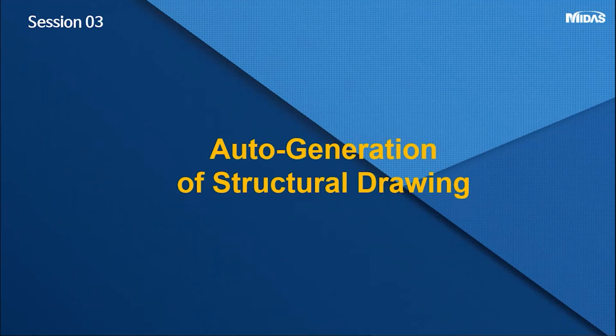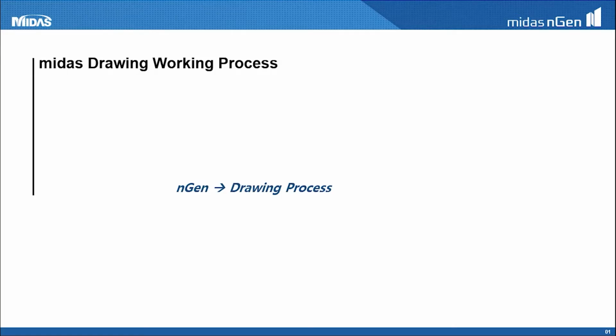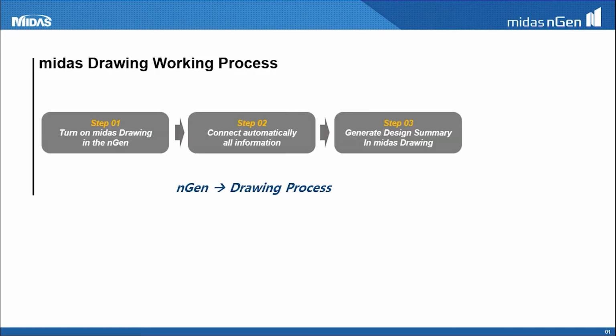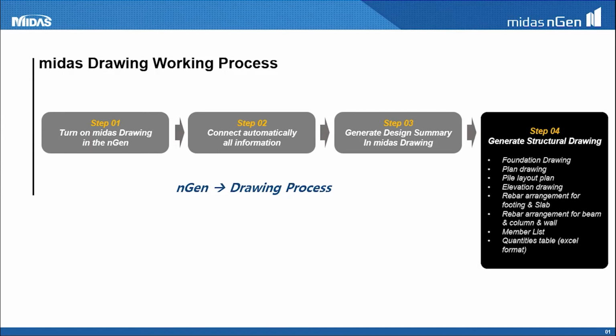The next topic is generating a structural drawing. nGen supports the auto-generation of drawings with model and design information. The procedure for drawing work is as follows. First, when performing the drawing tool inside nGen, it automatically reads the model and design information and generates 3D information internally. Based on this 3D information, the following drawings, such as plan and section drawings, are automatically generated.